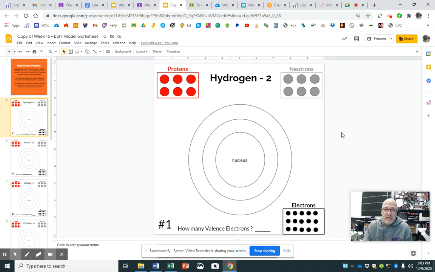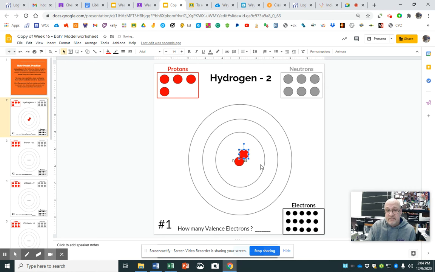Bohr models, hopefully, you've gotten from the videos you've watched and the notes you've taken. Keep track of protons, neutrons, and electrons. The protons and neutrons live in the nucleus, and the electrons live out here on these circles called orbitals or shells or levels. From your notebook, you know that on the periodic table hydrogen is number one. That is the mass number, and the mass number is protons plus neutrons. So for this one, hydrogen is number one, so it's got one proton. It weighs 2, so if you do this, it's not hydrogen anymore, it's helium. So you can't do that.